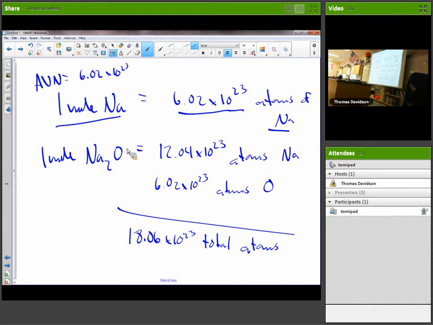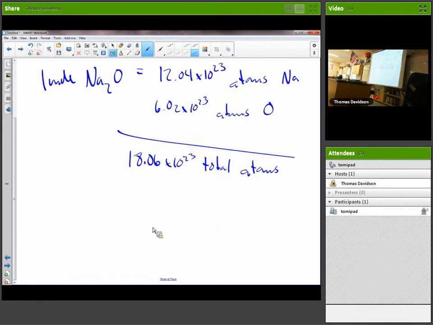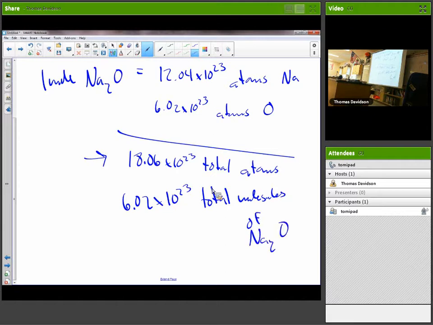Is that basically the same thing for compounds, that it contains 1 mole of that compound? Yep, it's exactly the same thing. So there are 6.02 times 10 to the 23rd molecules of Na2O, so we have this many total atoms, or 6.02 times 10 to the 23rd molecules of Na2O.